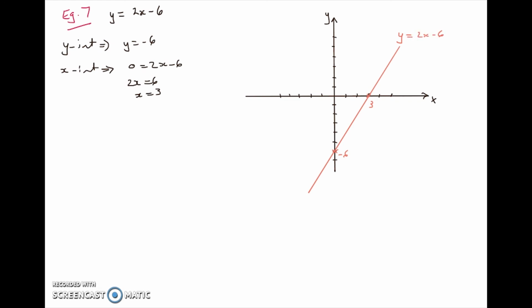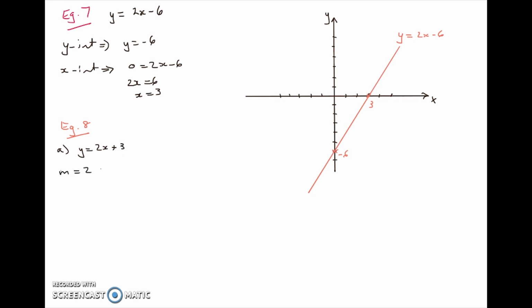In example 8, we've got two examples where we need to find the size of the angle theta, as we've done before, that the line makes with the positive direction of the x-axis. Both of these equations represent straight lines again. With this first one, we've got y equals 2x plus 3. What is the gradient? We can see the gradient is the coefficient of x, and that is 2.